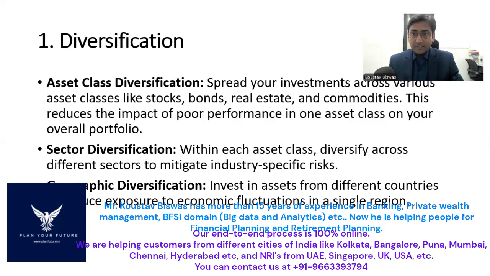First is diversification. We need to do a lot of diversification while we are managing one portfolio. First is asset class diversification. What is asset class diversification? Asset classes like stock, bond, real estate, commodities. These are different asset classes. Nowadays, crypto is also one kind of asset class. So we need to invest into different asset classes. That is called asset class diversification.